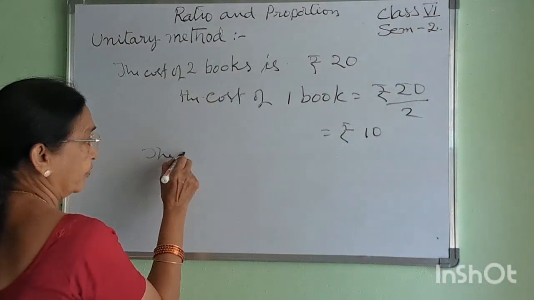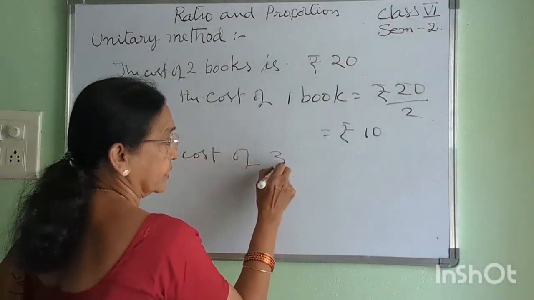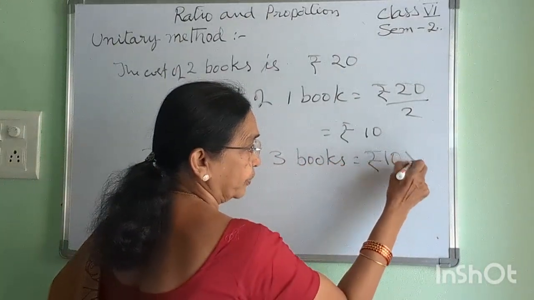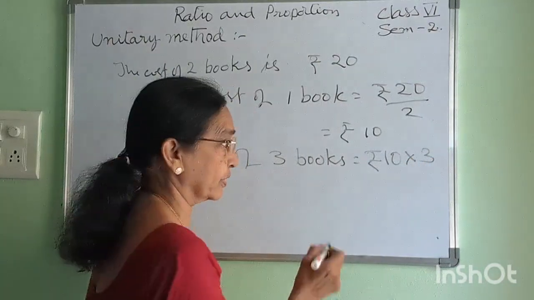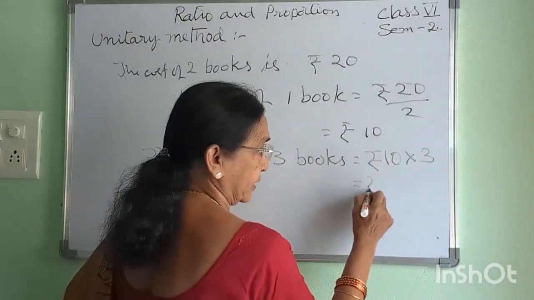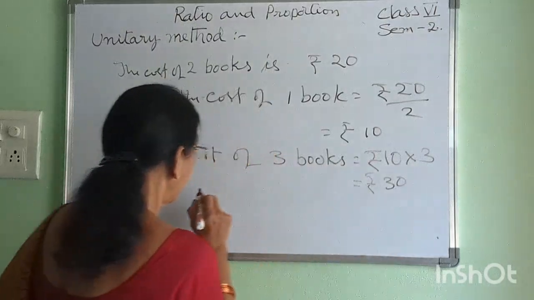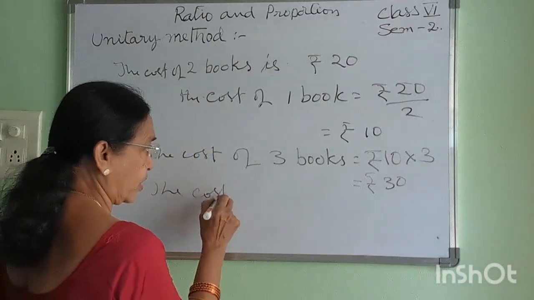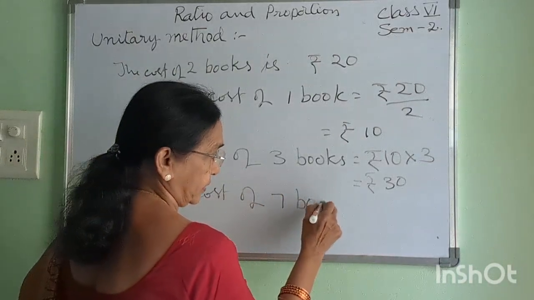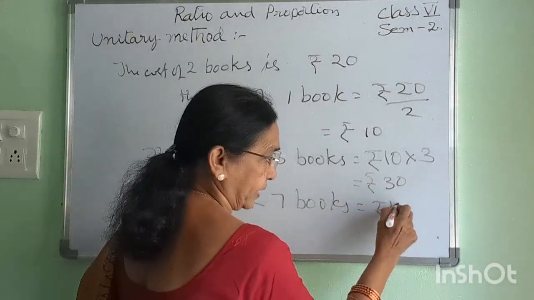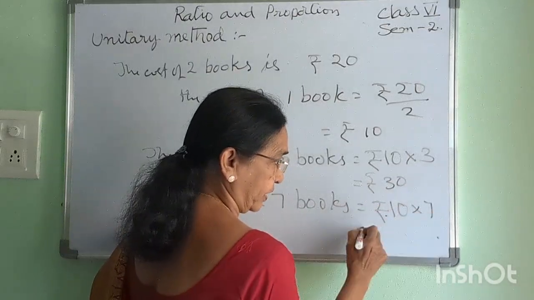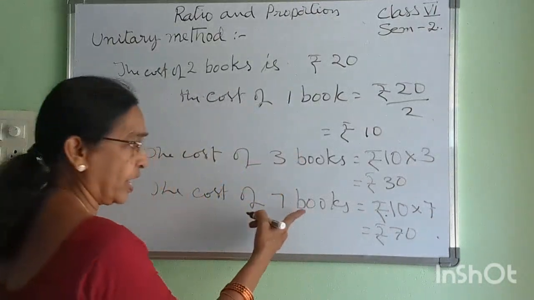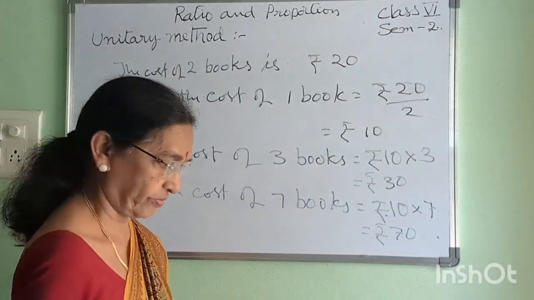Then the cost of three books is equal to rupees 10, the cost of one book, into the number of books we want. So rupees 10 into 3 is rupees 30. Similarly, we can find the cost of any number of books. Suppose the cost of 7 books is equal to rupees 10, the cost of one book, into 7. 10 into 7, 70. Therefore, the cost of 7 books is equal to rupees 70.